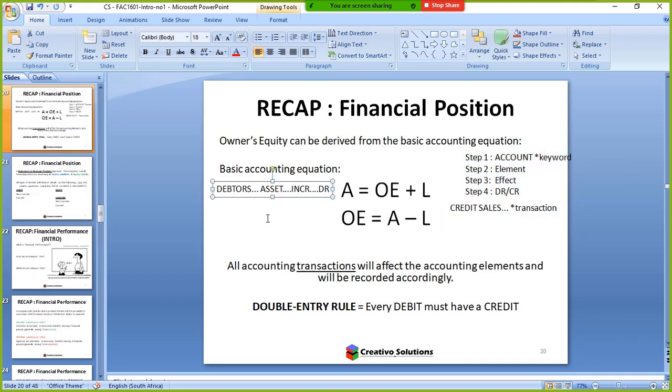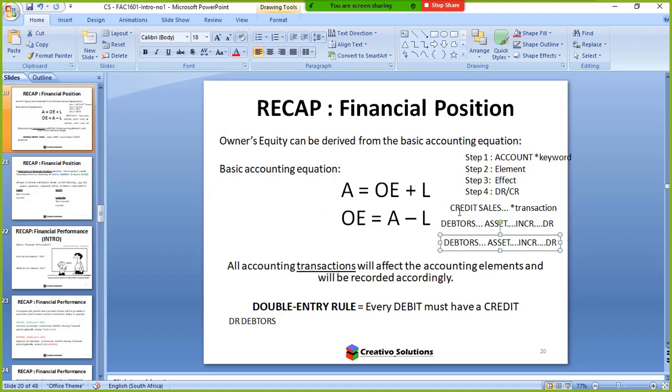So now, what would you write if it was a general journal? You would write debit, debtors. The next part. What else stands out? Look at the question. If the transaction is saying credit sales, the sales is the important bit. So now we identify that as the account. That's step number 1. Step number 2, what element is sales? Income. Good. Sales is income. What's happening to the sales account? What is the effect? Is it increasing or decreasing if I'm selling? It's increasing. Good.